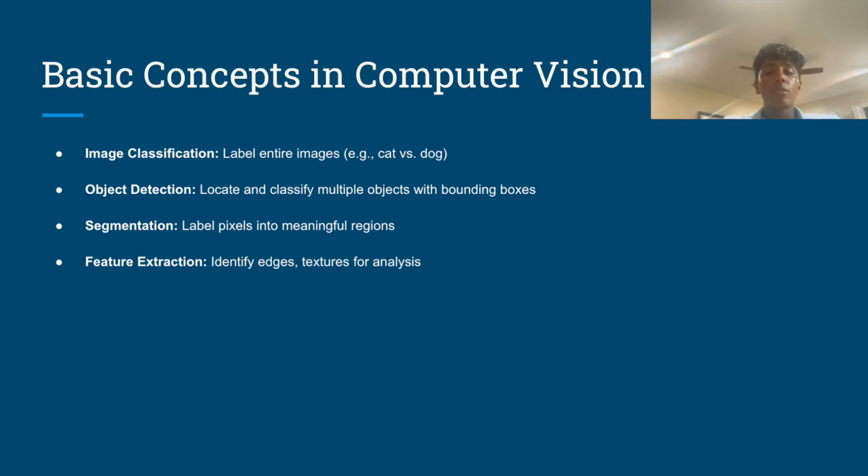Feature extraction involves identifying important patterns or characteristics in an image that can be used for further analysis. Features like edges, corners, and textures are extracted and then used to recognize objects or perform other tasks like image stitching or tracking. Feature extraction is a critical step in many computer vision applications as it enables the system to focus on the most relevant aspects of an image.